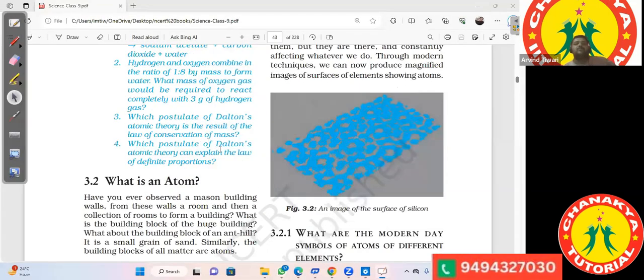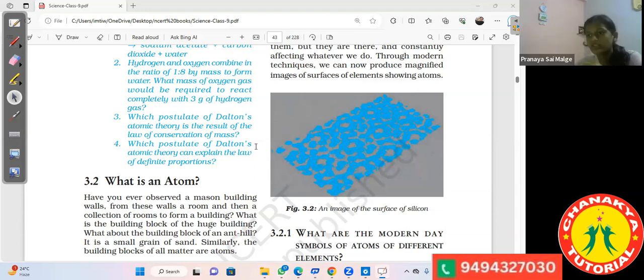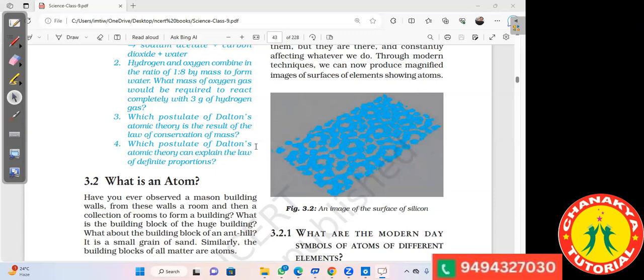Now, which postulate of Dalton's atomic theory can explain the law of definite proportions? This is the fifth one. Okay, so this is the fifth one.